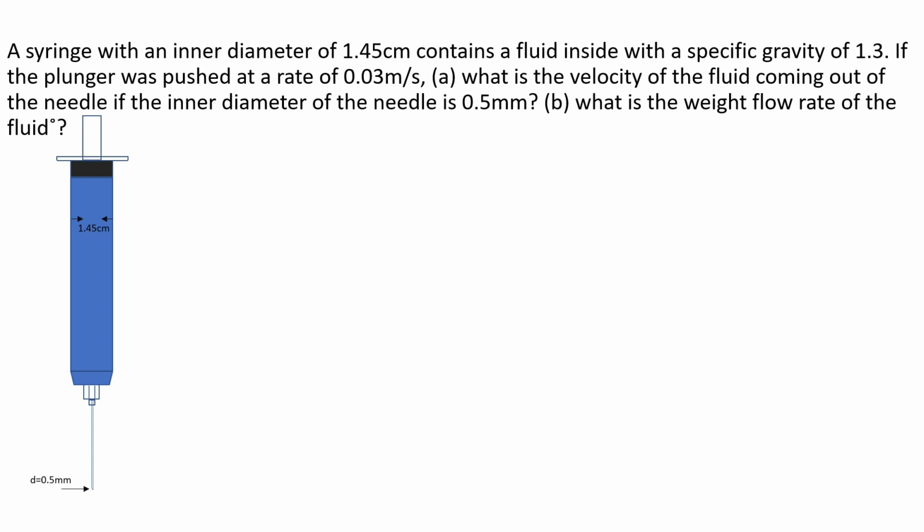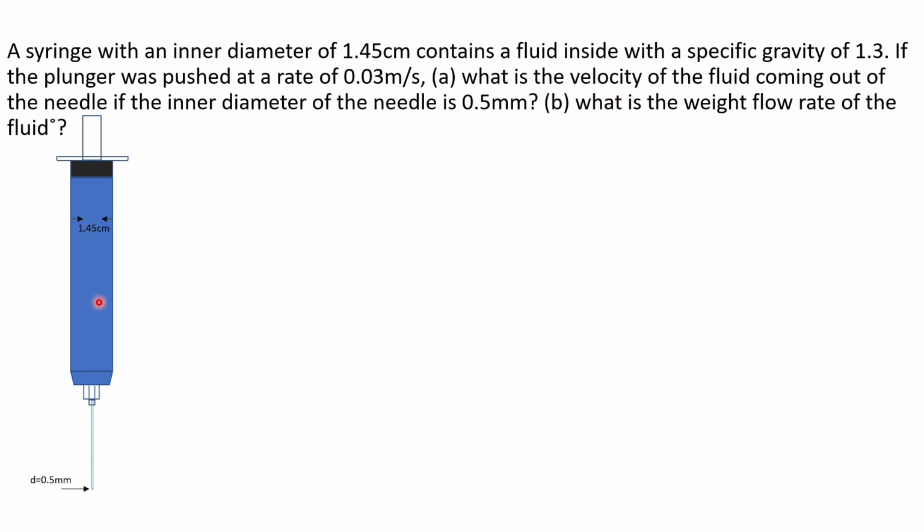A syringe with an inner diameter of 4.5 cm contains a fluid inside with a specific gravity of 1.3. If the plunger was pushed at a rate of 0.03 meters per second, what is the velocity of the fluid coming out of the needle if the inner diameter of the needle is 0.5 millimeters? Also, what is the weight flow rate of the fluid?